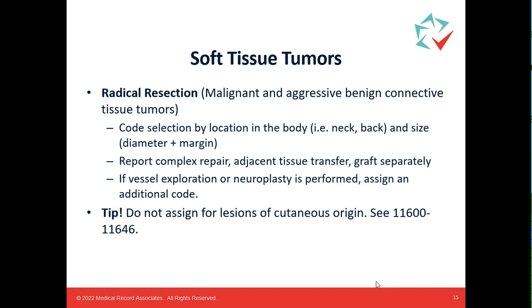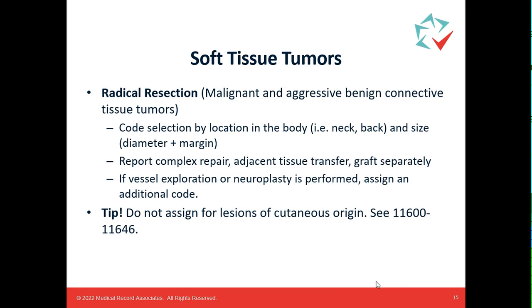The provider is going to be removing the tumor itself and then a rim of healthy tissue to excise surrounding tissue that may be affected by the spread of the tumor. So that you'll see in your documentation that this is a more extensive procedure than just for your benign removals. You're going to report complex repair separately. If your provider has to do an adjacent tissue transfer or some grafting, you can also capture those procedures in addition to your radical resection codes. And just like your benign, if you have vessel exploration or neuroplasty, you can also assign additional code for that.